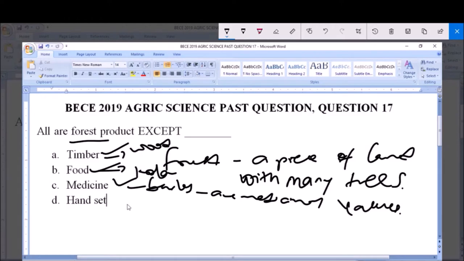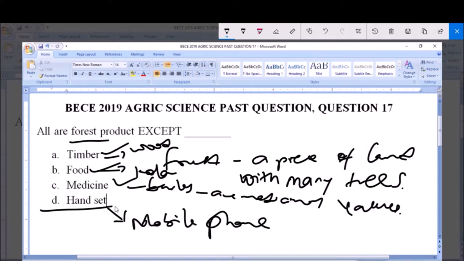Now D is handset, and like you know, another name for handset is the mobile phone. And this handset cannot be gotten from the forest. It's not a forest product. So the answer to this question is option D, because it is not a forest product.